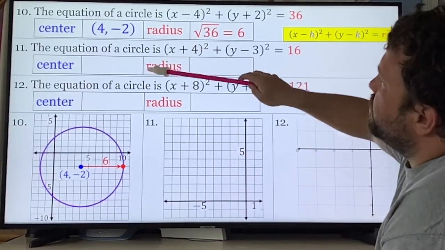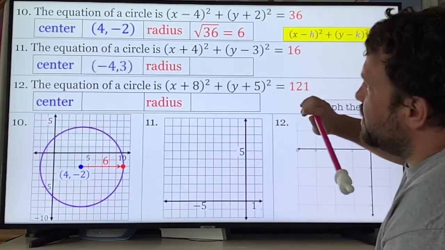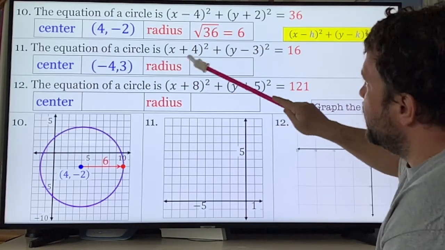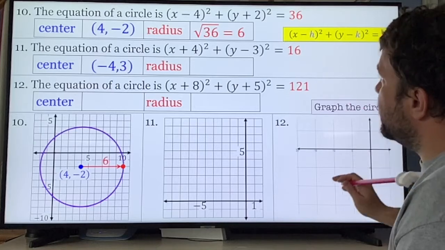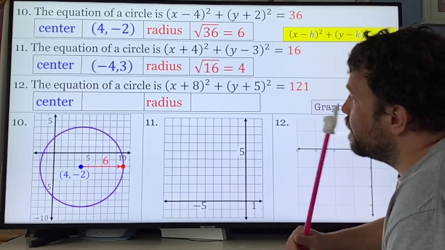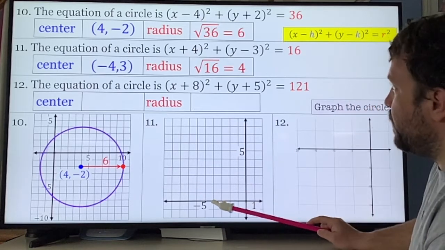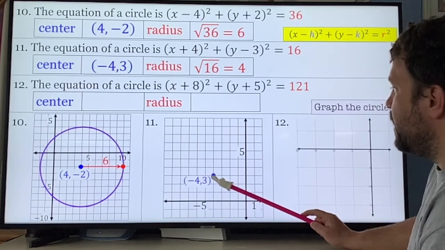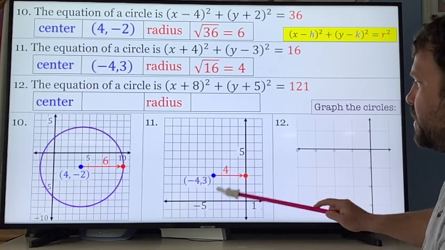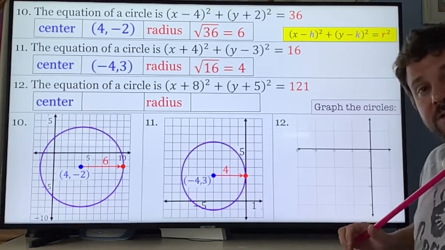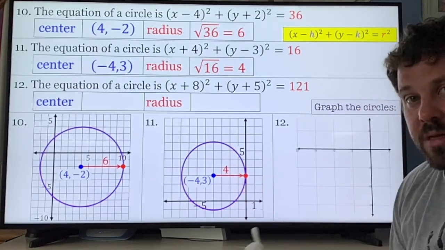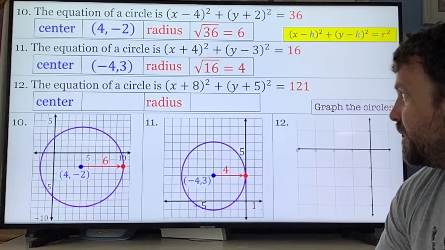So, center. Opposite of positive 4 is negative 4. The 3 stays 3. Your radius right here, square root of 16 is 4. So we start at negative 4, 3. And then you go over 4. Put your point. You go up 4. Left 4, down 4, and you have a circle. Look at that. It's perfectly magic. It's almost like I knew what the graph was supposed to look like before I made the graph for you.